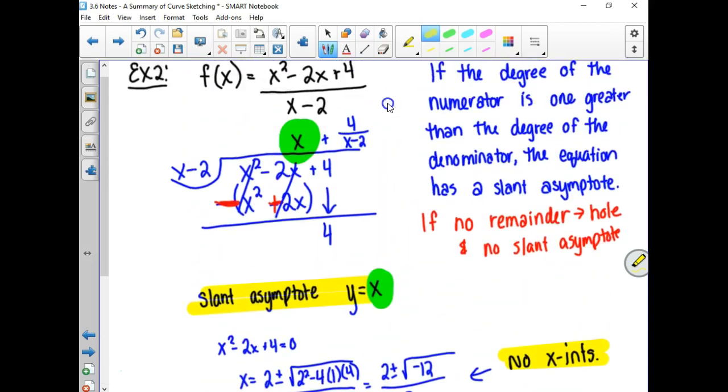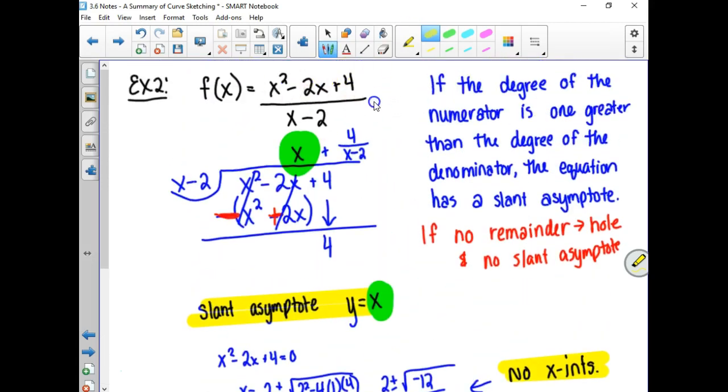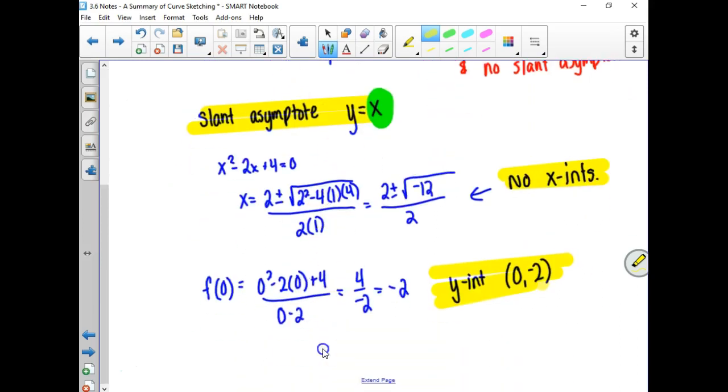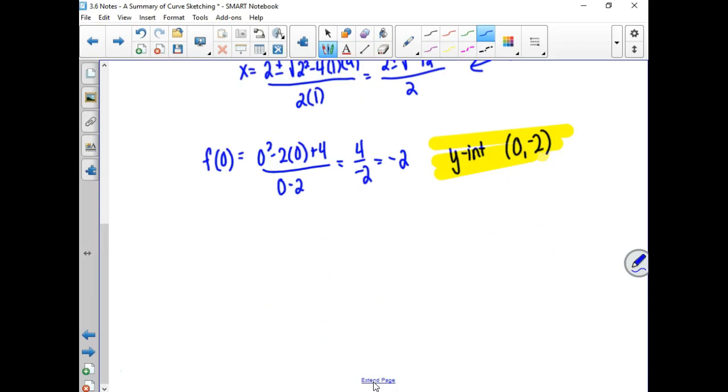So whenever we look at our domain, what would give us problems here? Denominator. So x cannot equal what? 2. And it will not cancel with the top because we've already checked for slant asymptote. So what will that look like at x equals 2? It doesn't cancel, so it's a vertical asymptote at x equals 2.